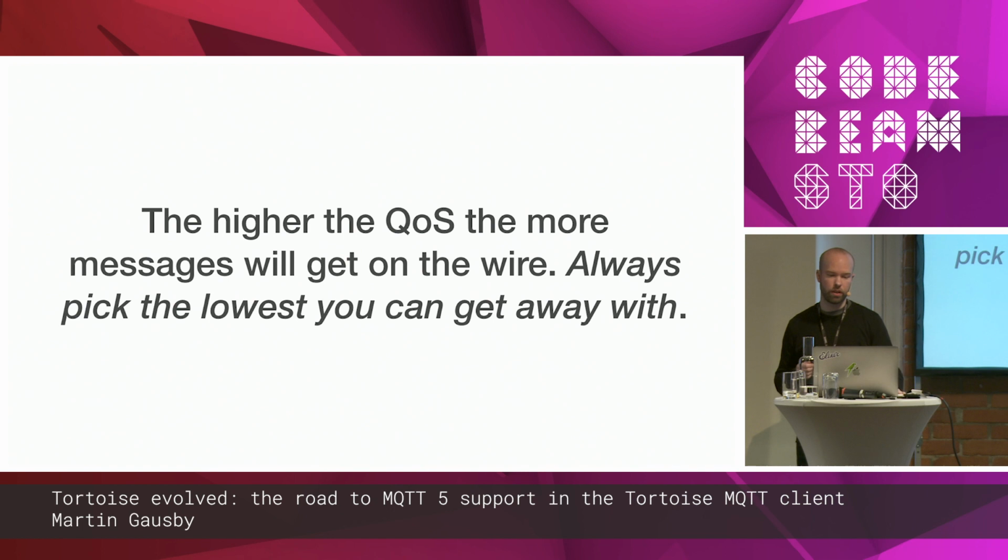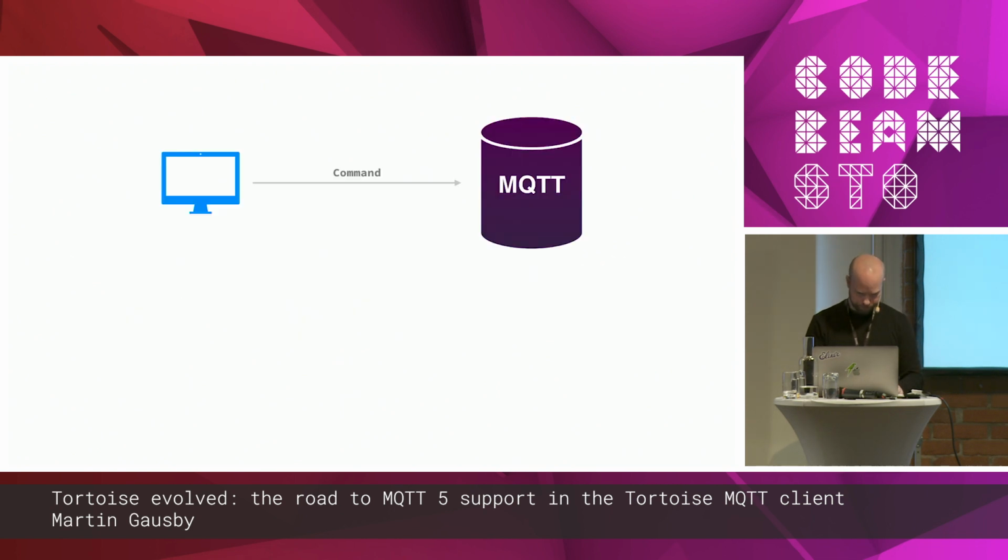So, of course, the higher QoS that you use in a message, more messages will be sent on the wire. So always pick the lowest you can get away with, depending on your needs. And of course, it's per publish. So you don't have to choose one for all. You can mix and match.